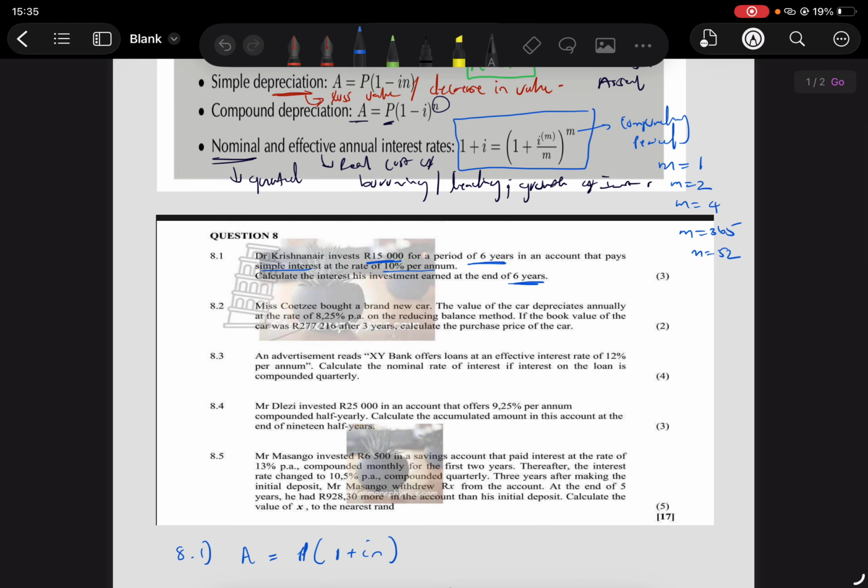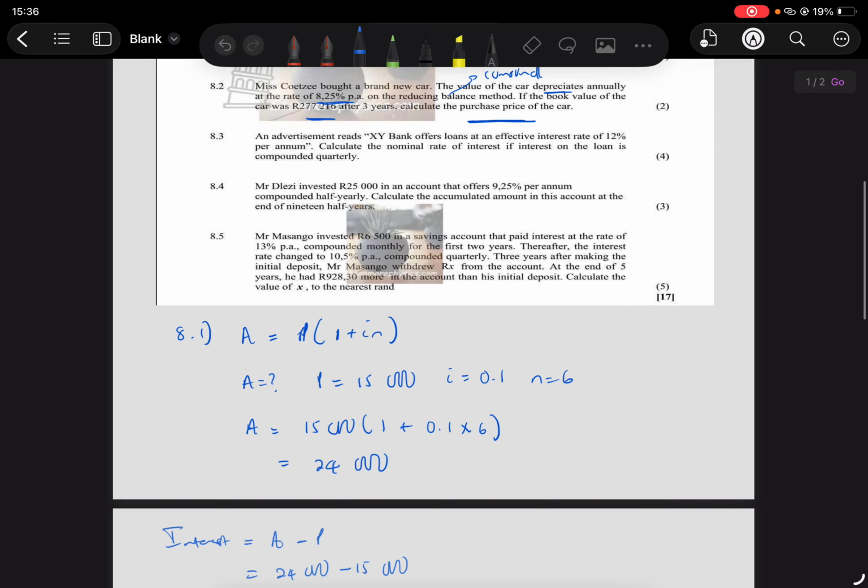8.2 says, Miss Koza bought a brand new car. The value of the car depreciates, so it decreases annually at the rate of 8.25% per annum on the reducing balance method. Reducing balance method is the compound method. On the reducing balance method, if the book value of the car was 277,216 after 3 years, calculate the purchase price of the car. We did mention that the book value of the car refers to the depreciated amount of the car, while the purchase price will be the initial amount.